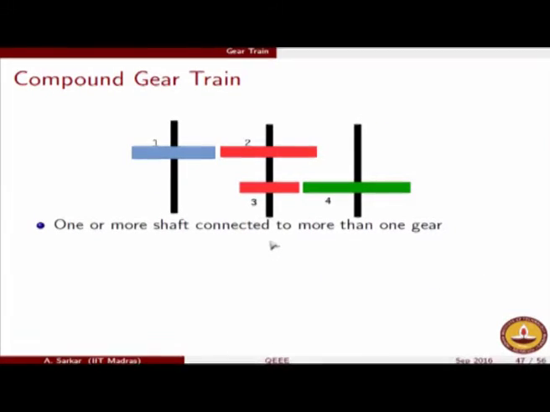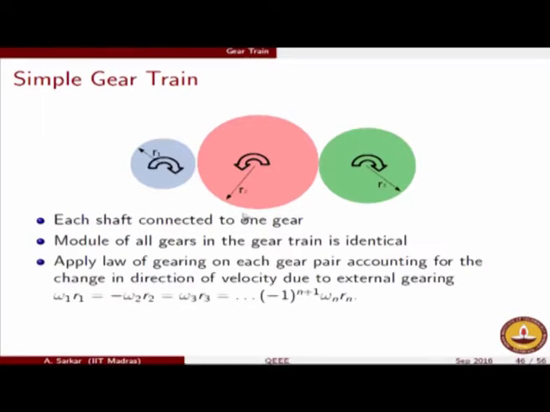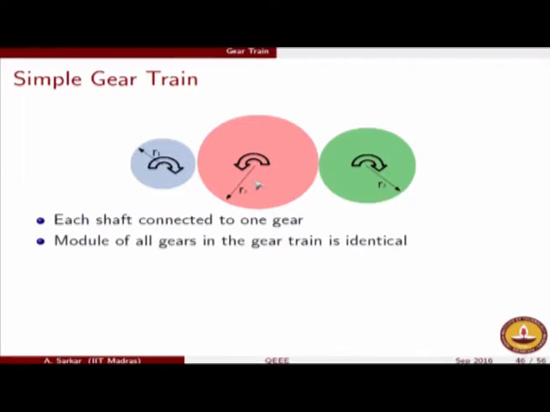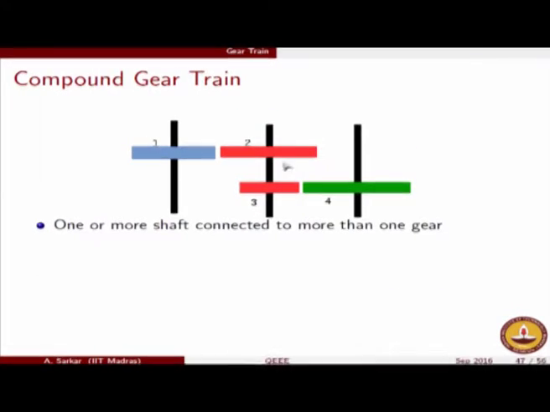Okay, so now we come to what is known as compound gear train. In a compound gear train, what we see is that the intermediate shaft, as opposed to the simple gear train where the intermediate shaft had just one gear, right, has two gears. The one carrying the red gears here has two gears. So here the input shaft is carrying gear 1, the intermediate shaft is carrying two gears, gear 2 and gear 3, and then gear 3 is meshing with gear 4, which is mounted on the output shaft.